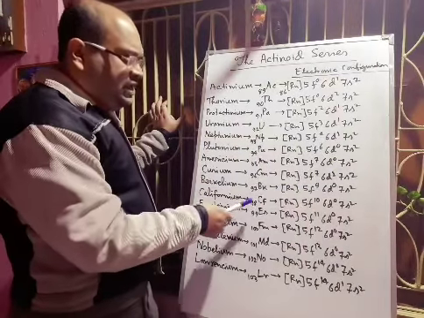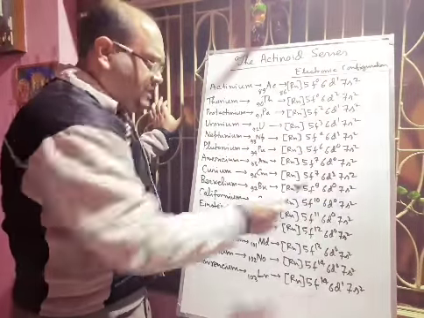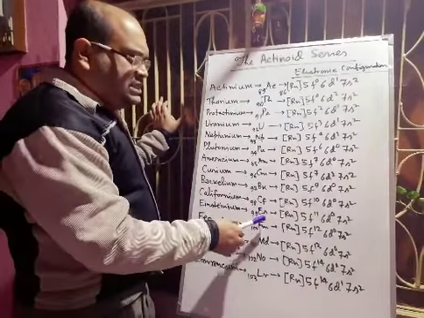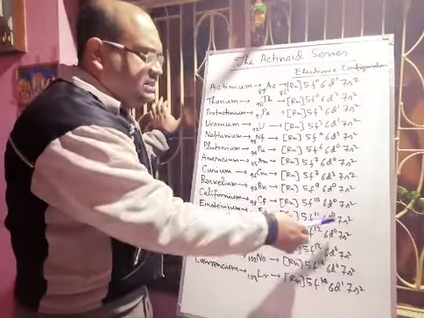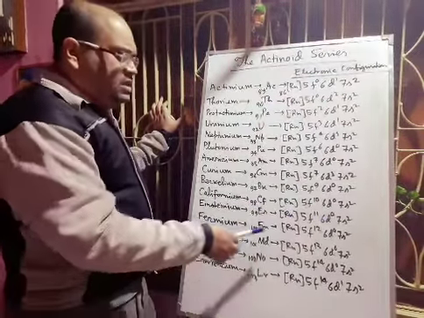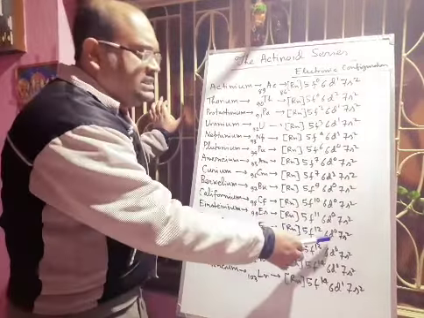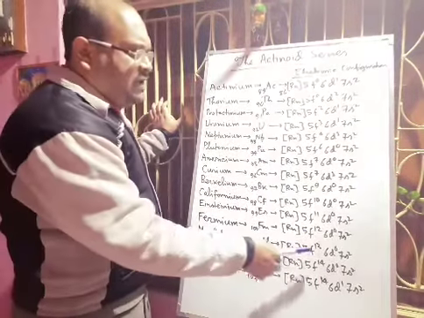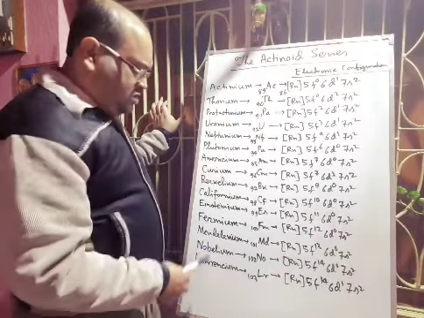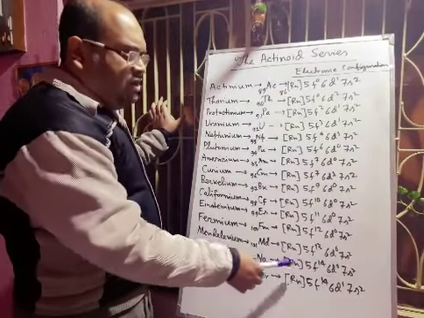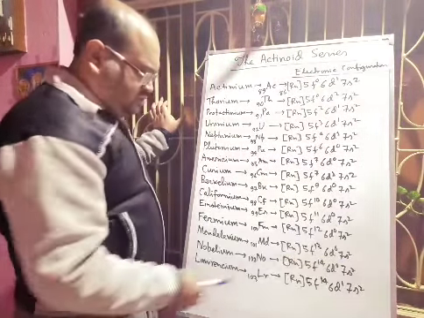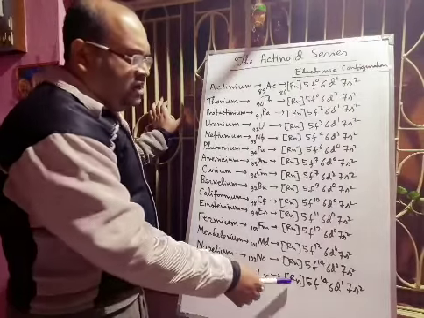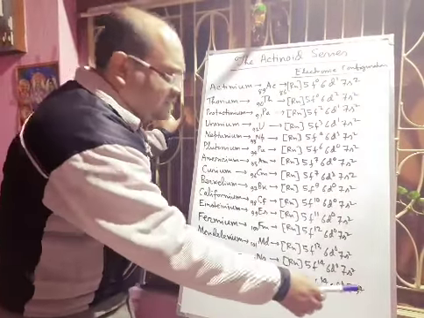Then californium, 5f10 6d0 7s2. Then einsteinium Es, radon 5f11 6d0 7s2. Fermium, radon 5f12 6d0 7s2. Then mendelevium, radon 5f13 6d0 7s2. Then nobelium, No, radon 5f14 6d0 7s2. Then lawrencium, radon 5f14 6d1 7s2.